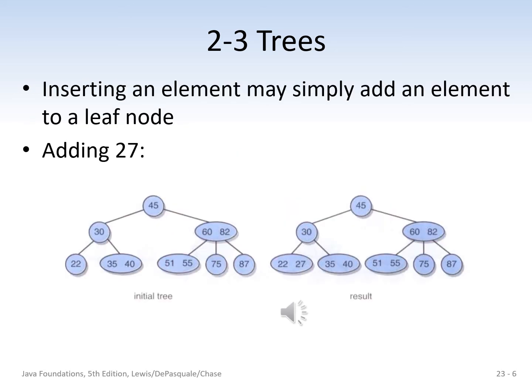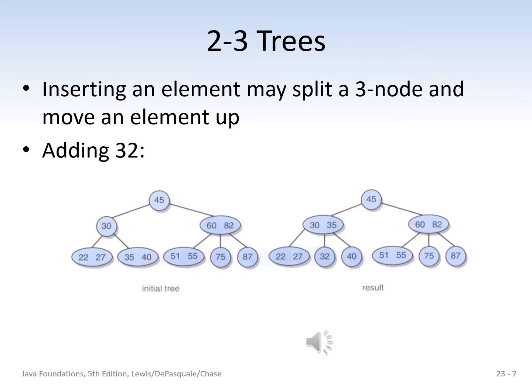Here we're going to look at an example of adding 27 to a 2-3 tree. It may simply add an element to a leaf node. So you see the initial tree, and we're going to insert 27, and it will simply be inserted as a new element in a 2-node becoming a 3-node. 22 is in the initial tree a 2-node, and then 22 and 27 will be a 3-node, which means it can have 3 children.